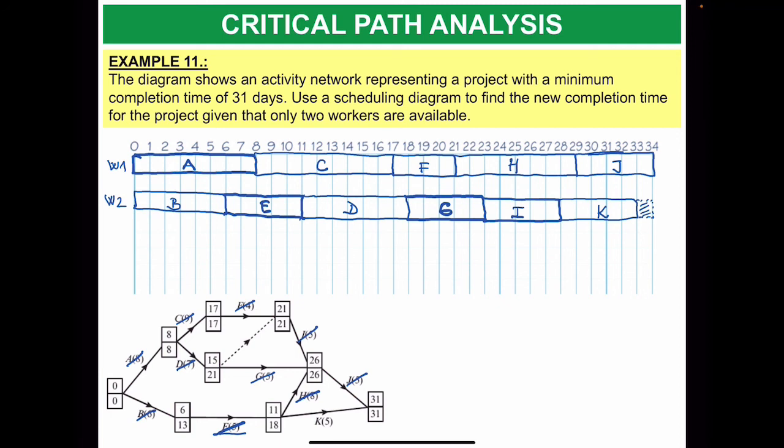So from here, you can see that if I only have 2 workers available, which is less than the lower bound needed, then the project time will be extended from 31 to 34 days. So the minimum time that is needed is 34 days when only 2 workers are available.